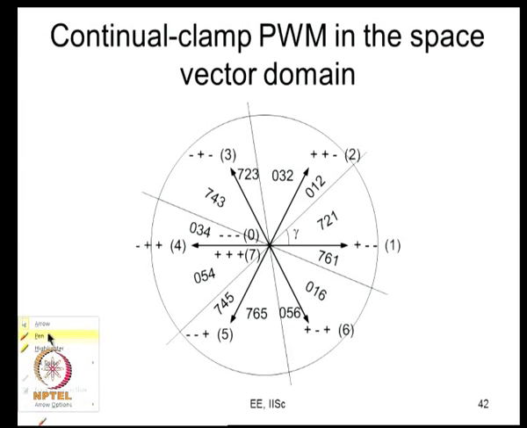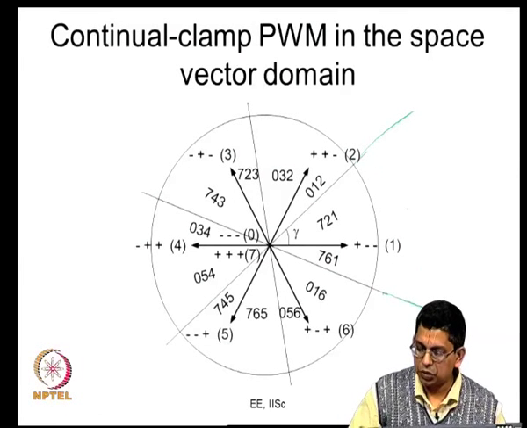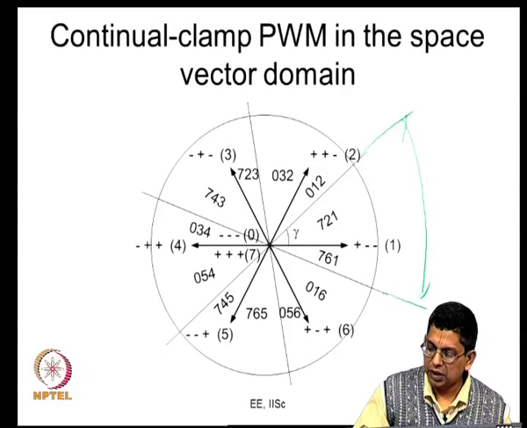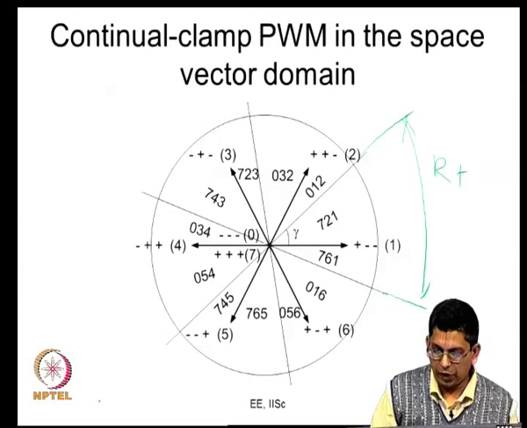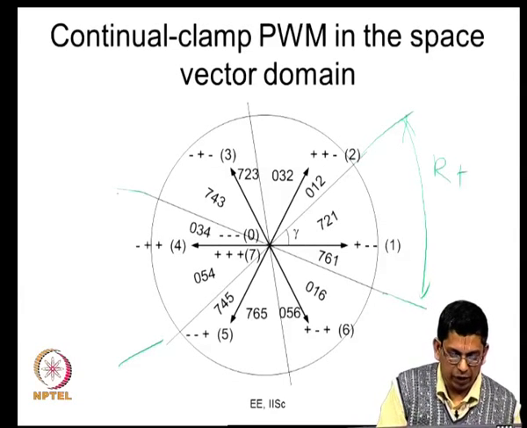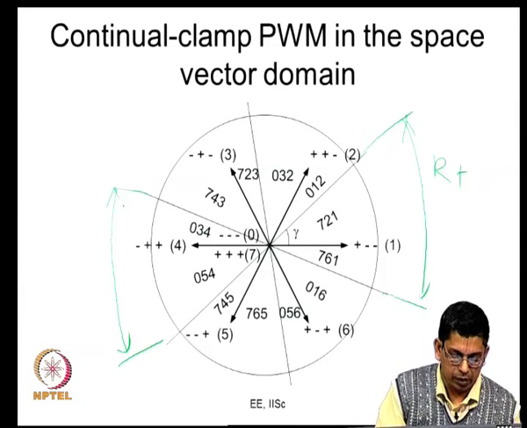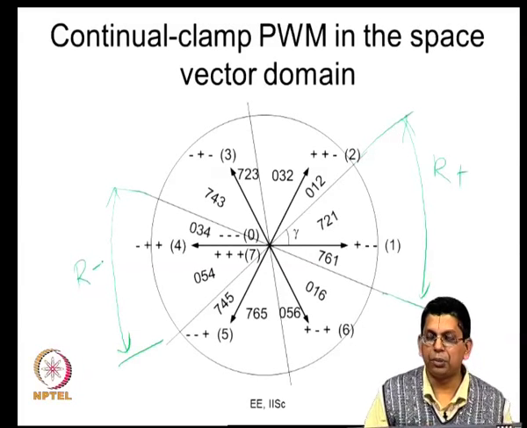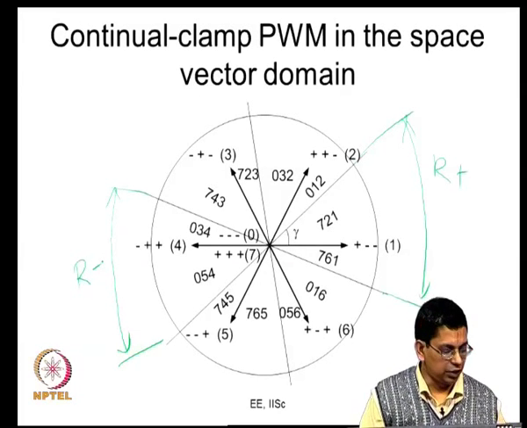If you apply these sequences, what really happens is, you can see that R phase is clamped over this duration. You can see that R phase is clamped over this duration, and similarly you will also find that R phase is clamped, but to the negative bus during this duration. So, this is same as your continual clamp PWM method. Similarly, you will find for the other phases now.